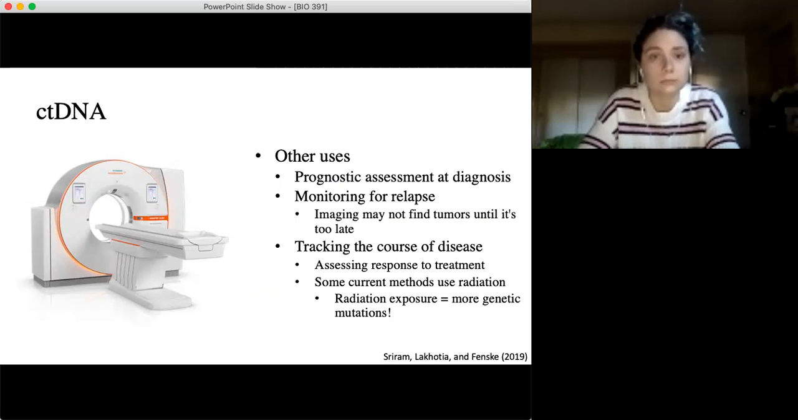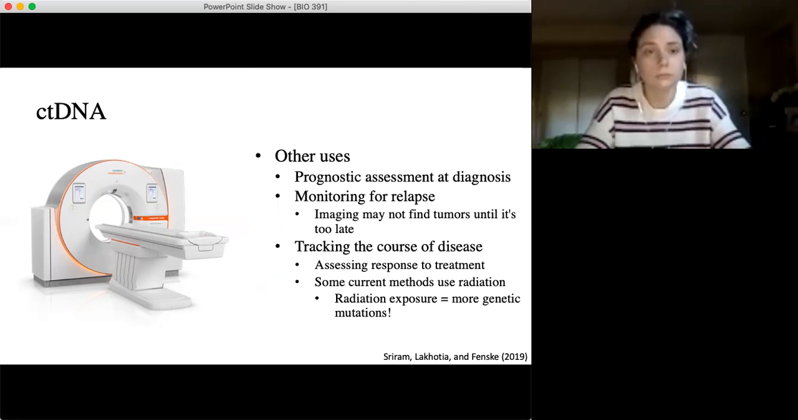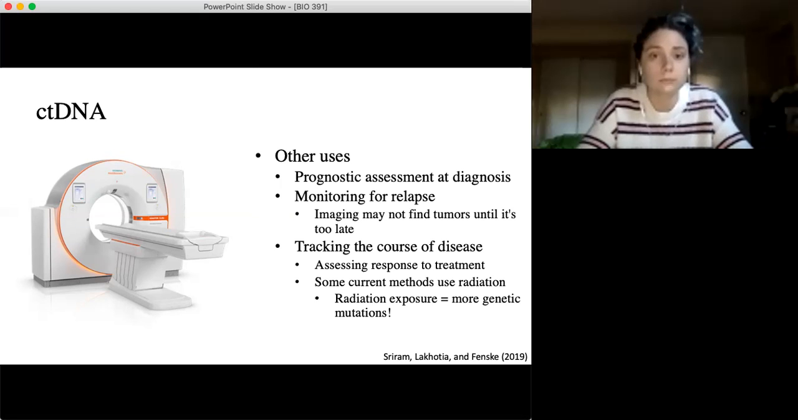So some other benefits of ctDNA is that it's measured quantitatively, so it can suggest a prognosis at diagnosis, based on how much is present. You can monitor for relapse, where imaging might not find tumors until it's too late. And you can track the course of disease and assess response to treatment. A lot of the current methods for doing this use radiation, like CT, which you see on the left. And so we know that the CT scan exposes you to radiation, and radiation exposure can lead to more genetic mutations, which is not ideal for cancer patients who may already have mutations.